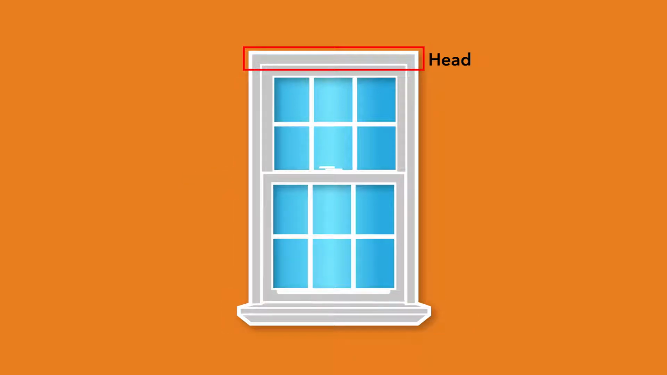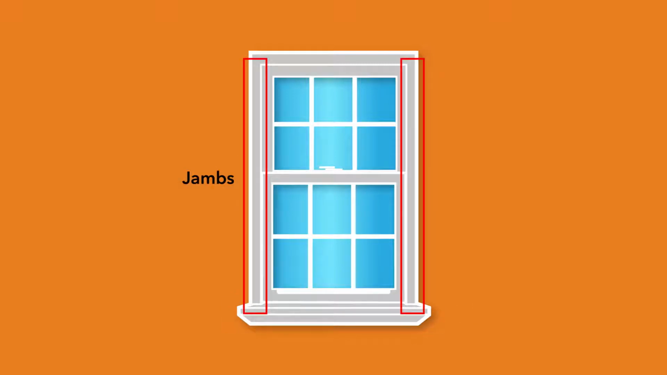The head is the main horizontal part forming the top of the window frame, while the sill is the main part that forms the bottom. The jambs are the main vertical parts forming the sides.